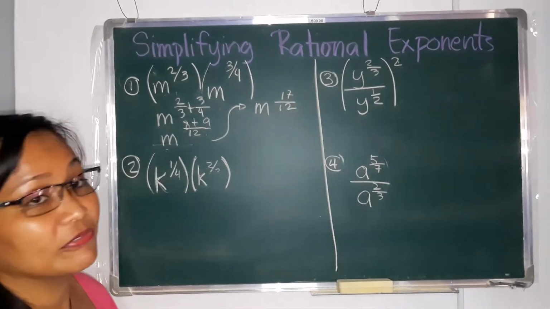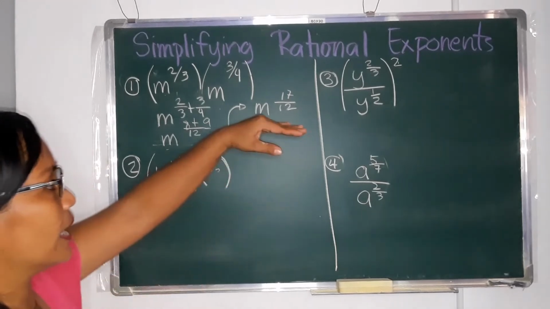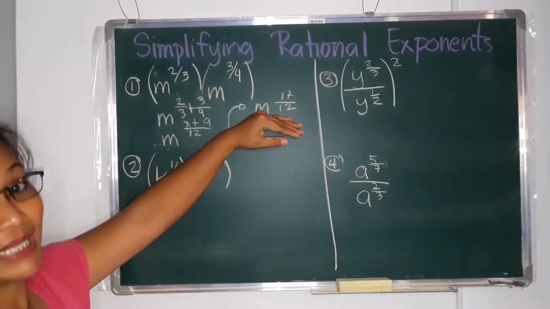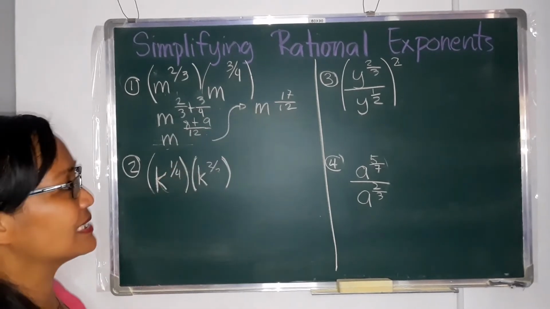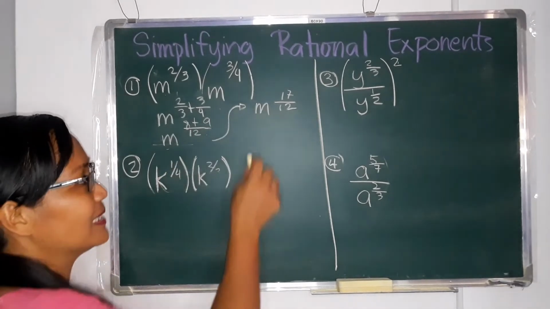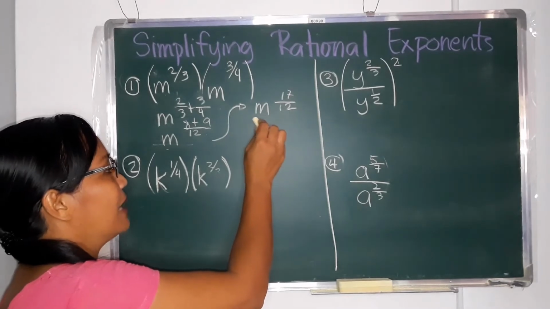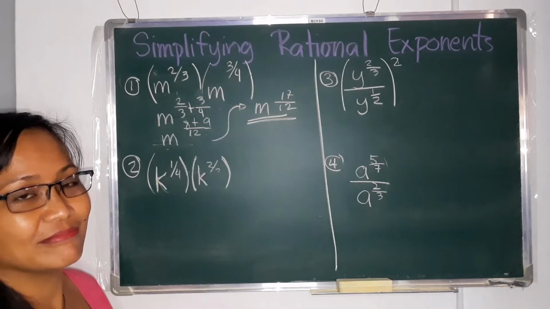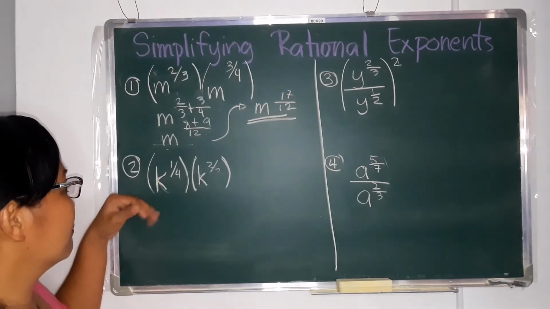So this is our final answer because when we are talking about fractional exponents, we cannot use a mixed number. Okay? So it's either proper or improper. That's it. So our answer is m raised to 17 over 12. Okay, next, example number 2.